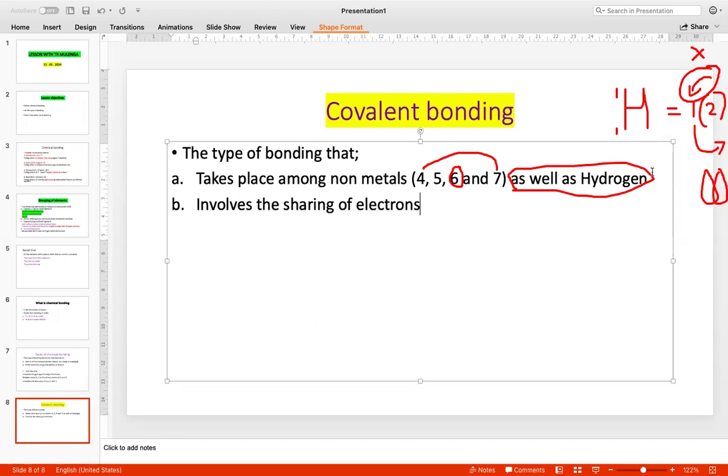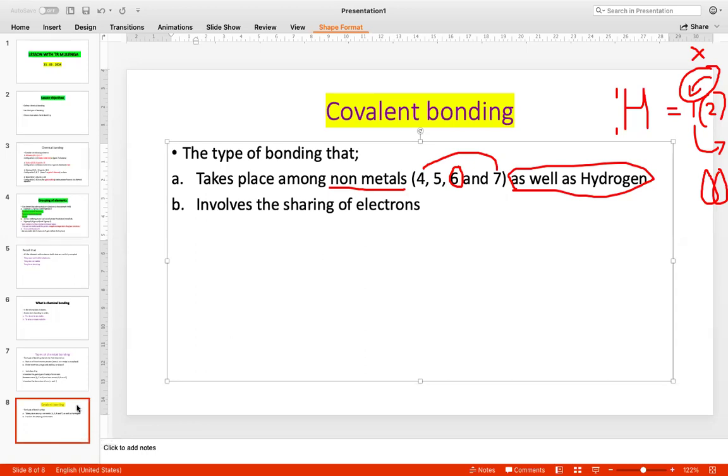They involve the sharing of electrons because sharing of electrons is what is common for these guys. It's either they gain or they share. So if they are among themselves, there's no one who is donating. They cannot receive. As a result, they will just share. So this is a type of bonding. Examples, we'll look at them as we go further. But for now, that is very important.